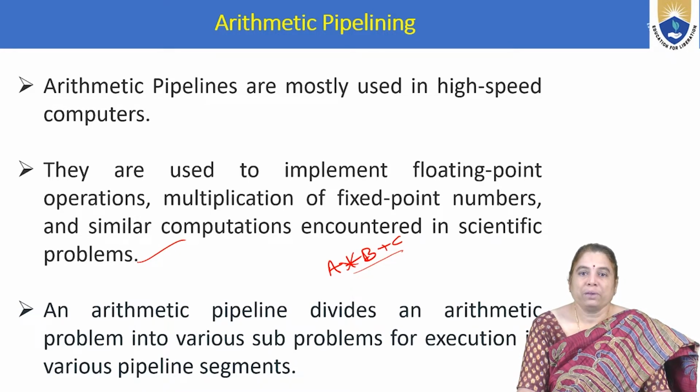The segments can be executed in the pipeline registers in a dedicated fashion, in parallel to the other segments of the pipeline. So that is the arithmetic pipeline. The second variety is the instruction pipeline.